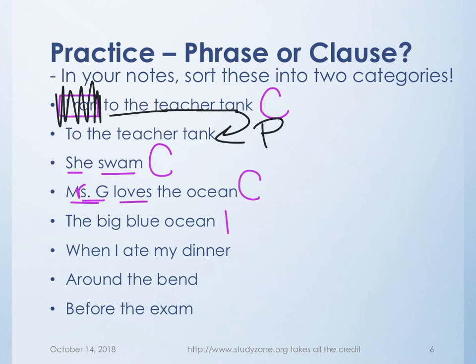"The big blue ocean," just a phrase. No verb there. "I ate," that's a clause. "Around the bend," no verb. "Before the exam," no verb. C, P, C, C, P, C, P, P.